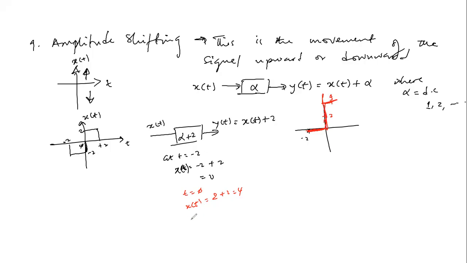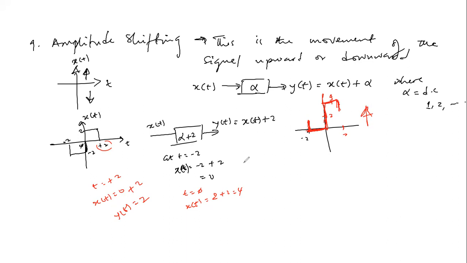And then at t equal to +2, S of t is equal to 0. Then we add 2 to it, so y of t is equal to 2. So this is 2 here. Then this comes out this way, so this is what we get. We can see it went upward.